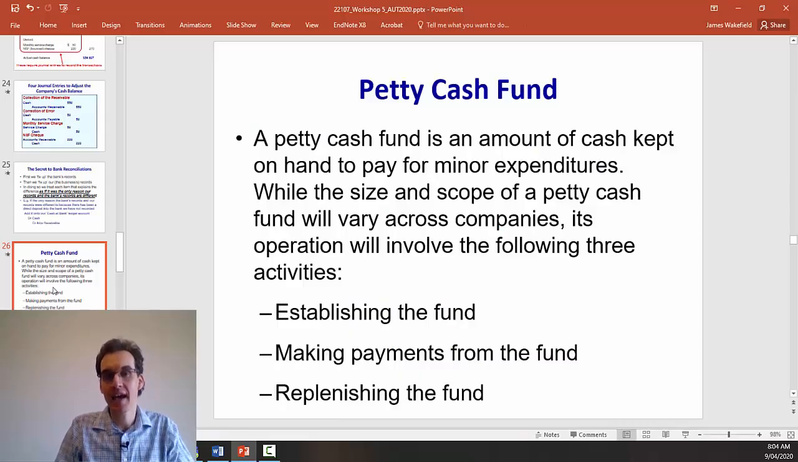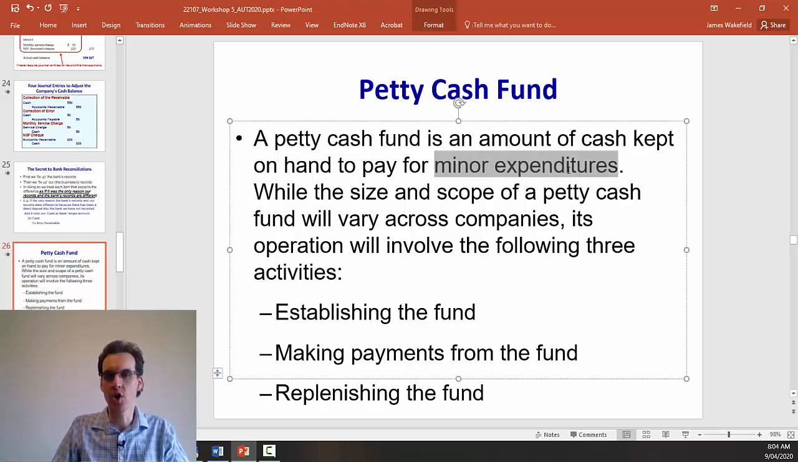So let's now have a look at the second cash control technique that we are going to cover today, which is the petty cash fund. So basically a petty cash fund is the amount that's kept on hand to pay for minor expenditures. So for example, postage, or buying coffee for meetings, or paying small bills as they arrive in cash.